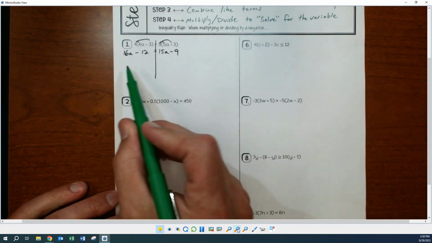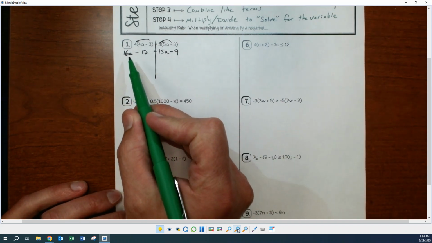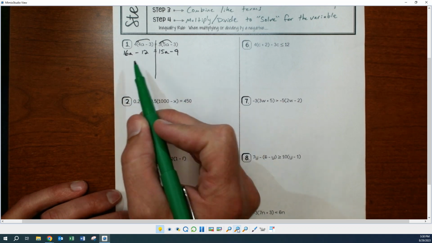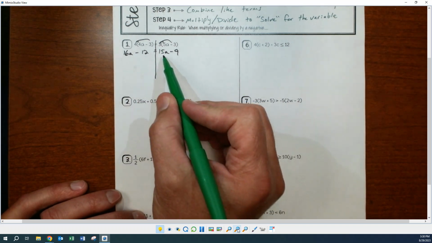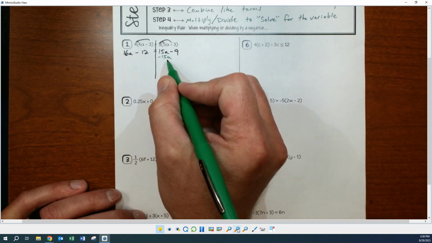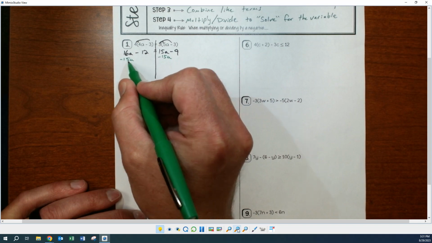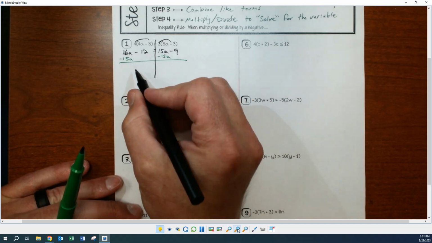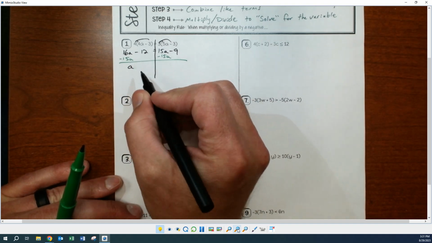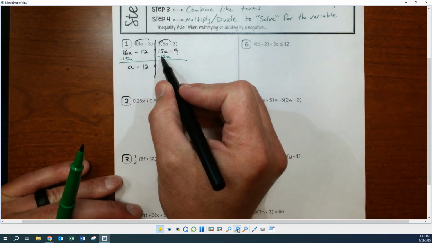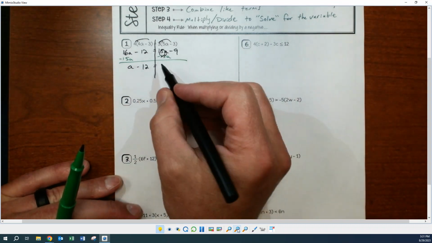Now my goal here is to get the variables all by themselves, all on one side. And so I have a choice here. I can either subtract 16a, or I can subtract 15a. And I always want to move the smaller variable in this situation. 15 is smaller than 16, so I'm going to subtract 15a. Whatever I do to one side, I have to do to the other. 16 minus 15 is just a. Nothing happens to the negative 12, so it's just hanging out with us. 15a minus 15a is 0, which is what I want, and I'm left with negative 9.